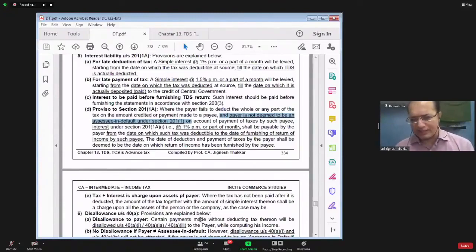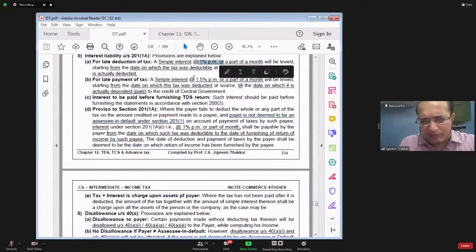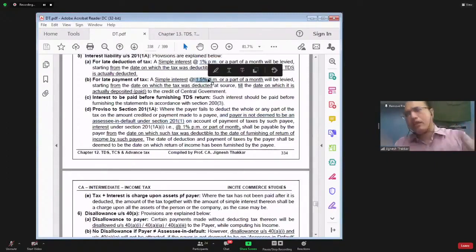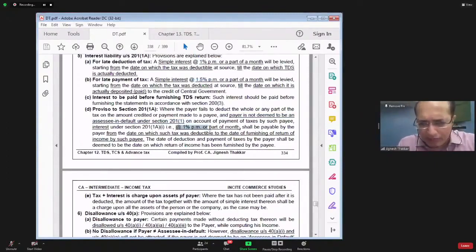So those cases wherein the payer has neither deducted the tax nor paid the tax, but three conditions are fulfilled by the payee, and the fourth condition of submitting the copy of the certificate to the department is fulfilled by the payer. In that case, 1% interest and 1.5% interest will not be levied separately. Only 1% interest will be levied.